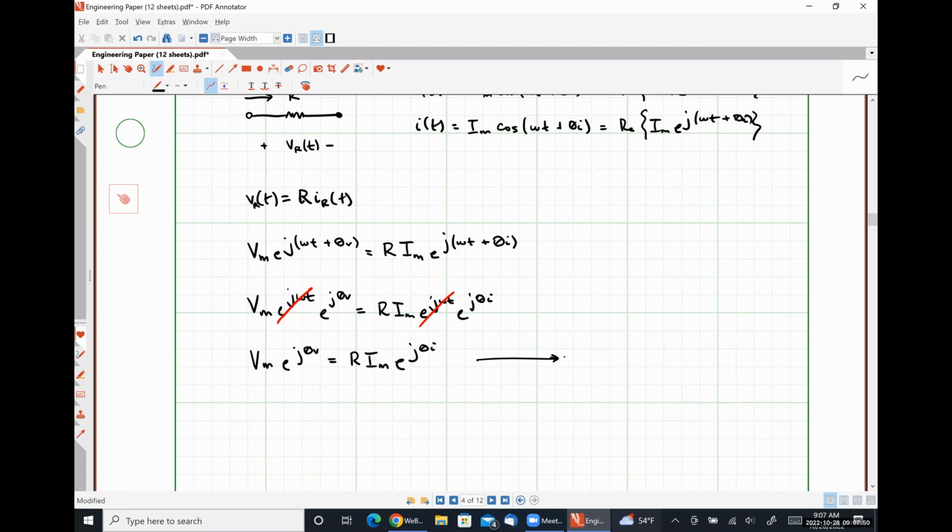The first observation that I can make is that I have an exponential form complex number on the left-hand side and an exponential form complex number on the right-hand side, which means the magnitudes on both sides of the equal sign have to be the same, and the phase angles on both sides of the equal sign have to be the same. So the magnitude of the voltage is just equal to the resistor value times the magnitude of the current, and the phase angle of the voltage has to be equal to the phase angle of the current.